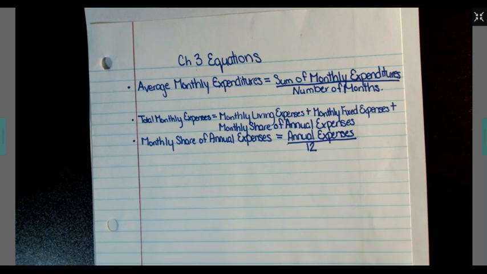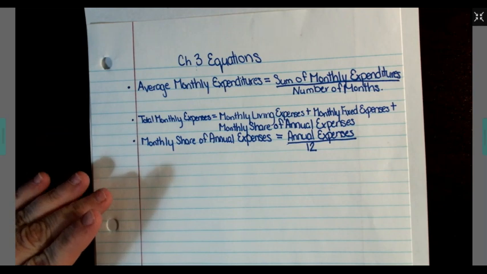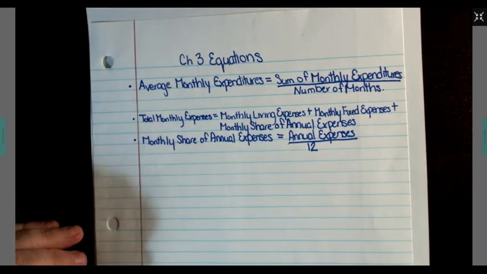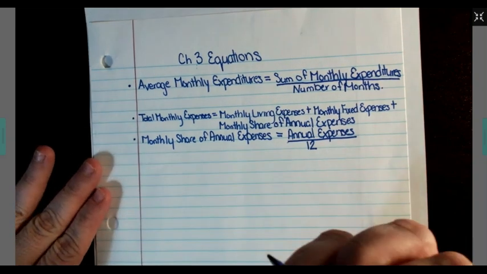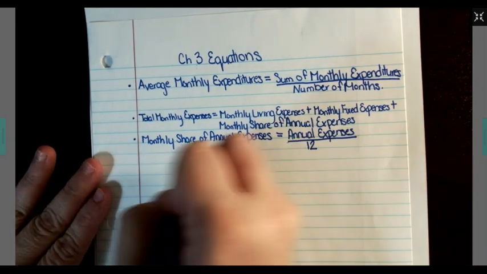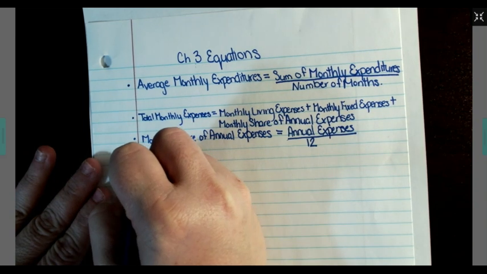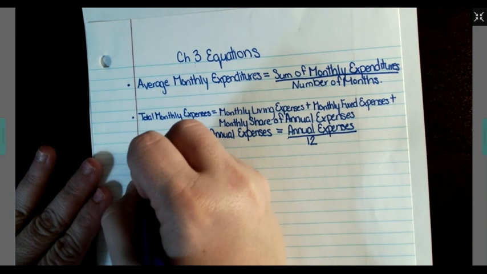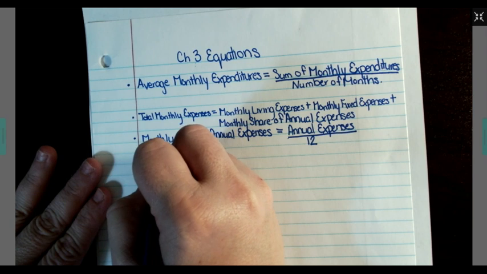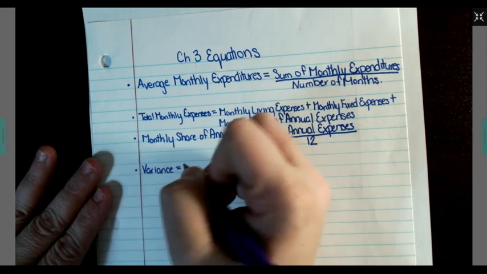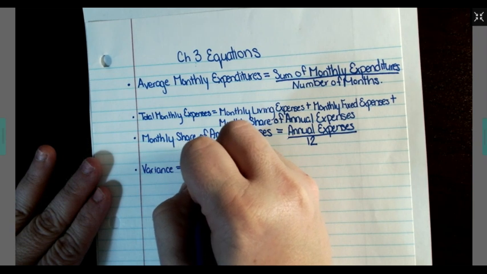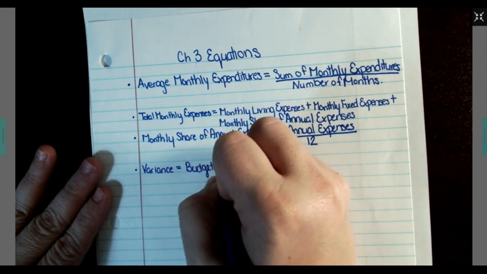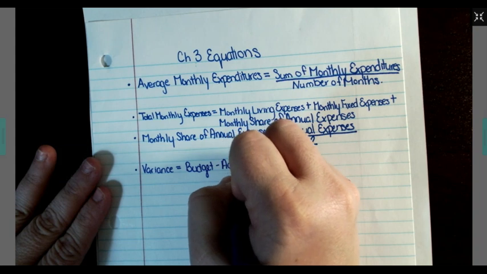Right, today we will be covering lesson 3.3 on using a budget. We're going to finish off our equation sheet today. And our one equation that we're going to add to today's list is variance equals budget minus actual.